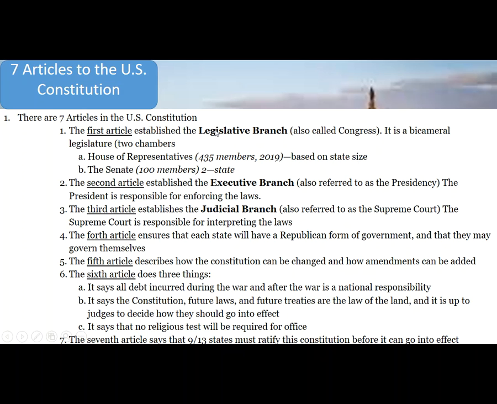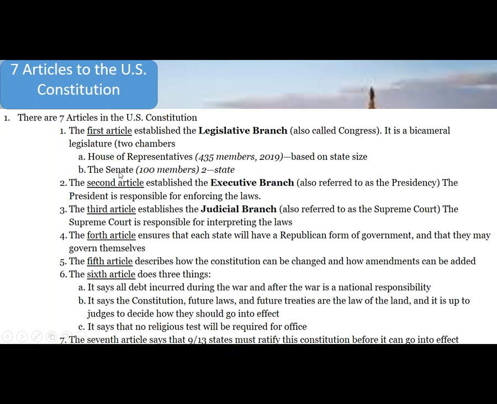The first one establishes the legislative branch, also called Congress. It's a bicameral with 2 chambers. So you have the House of Representatives with 435 members. That's based on state size, right? And by size, I really mean population. California is the largest of the 50 states. They have, I think, 53 delegates. Ohio is a medium-sized state. They have 16 delegates.